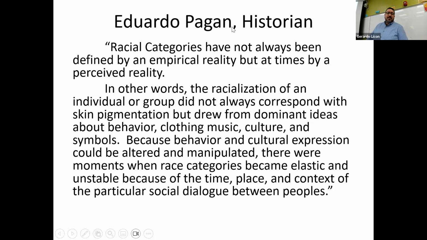Here's another explanation from a historian with a historical approach. He says, racial categories have not always been defined by an empirical reality, but at times by a perceived reality. In other words, the racialization of an individual or group did not always correspond with skin pigmentation, but drew from dominant ideas about behavior, clothing, music, culture, and symbols. Because behavior and cultural expression could be altered and manipulated, there were moments when race categories became elastic and unstable because of the time, place, and context of the particular social dialogue between peoples.